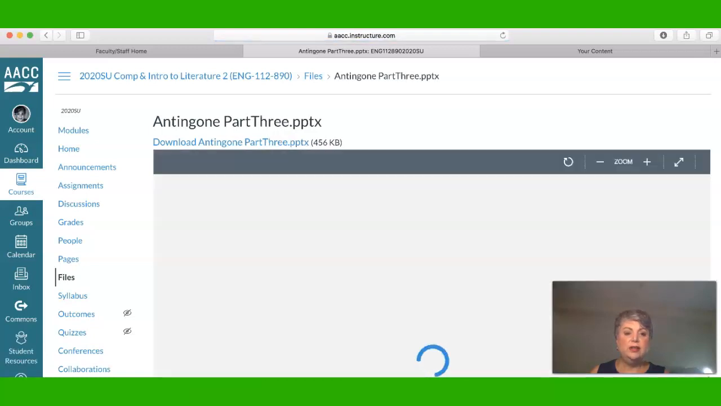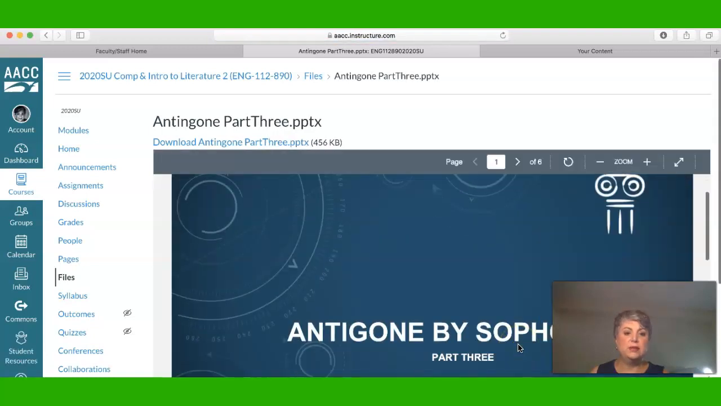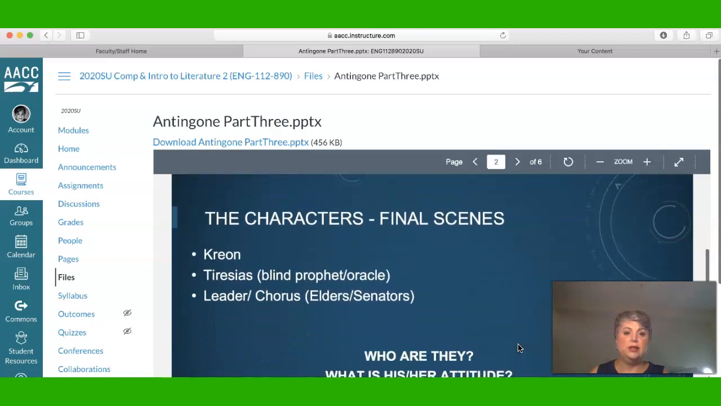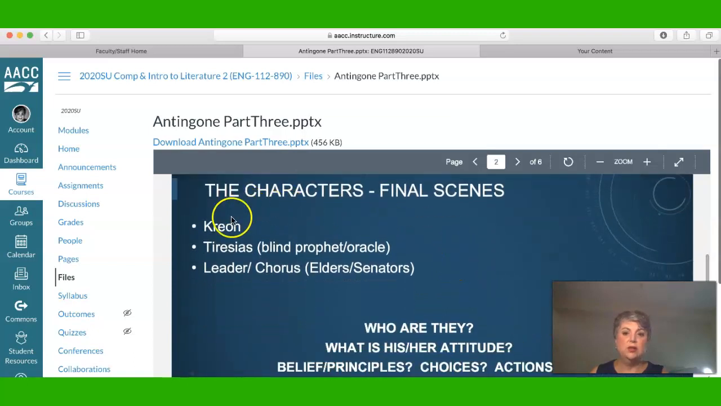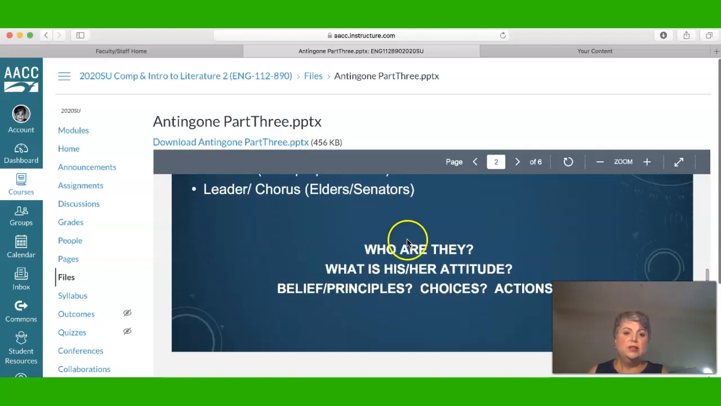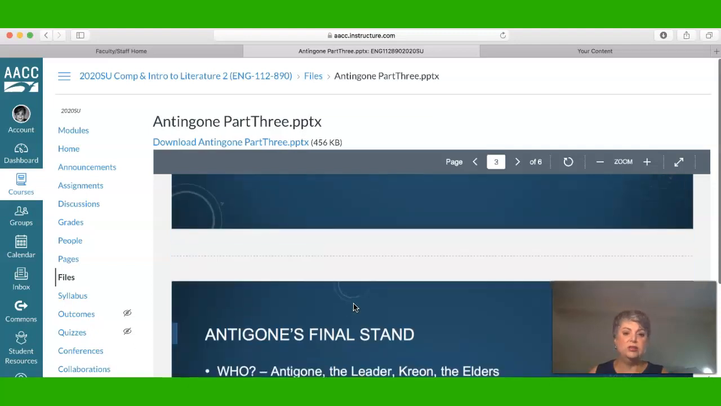Okay, and finally, the last part of this same PowerPoint, part 3, is final scenes. Creon, Tiresias, the prophet, who is also blind, and then the leader or the chorus. And the leader and the chorus are like the elders and the senators of Thebes. Some things to think about, right? Who are they? Who is Tiresias? Who is the leader, the chorus? What is their attitude, right? What are the beliefs, principles, values?